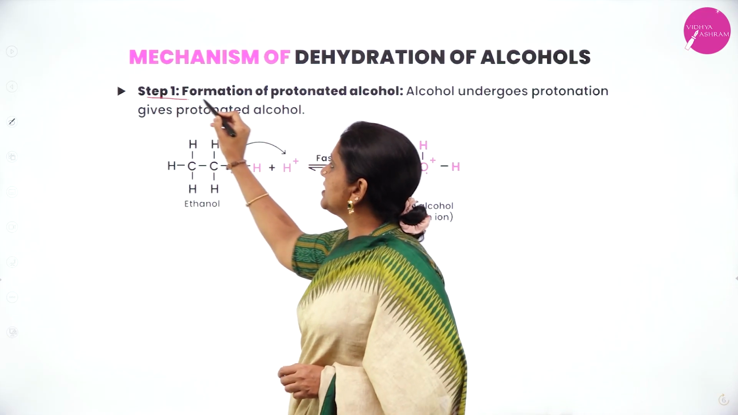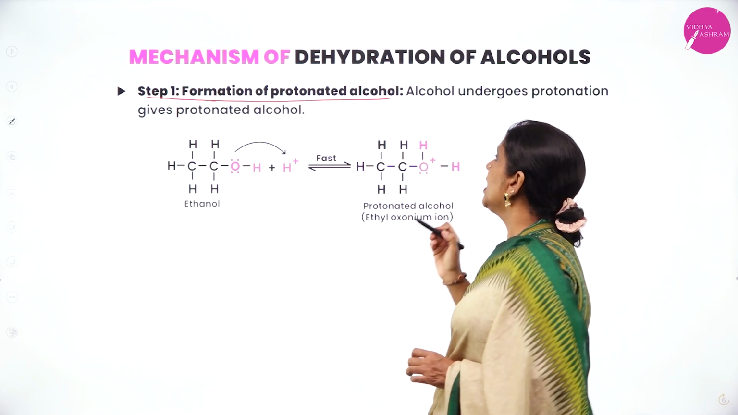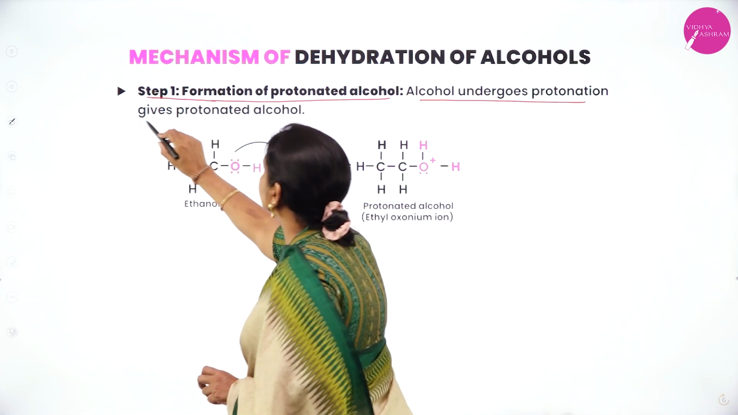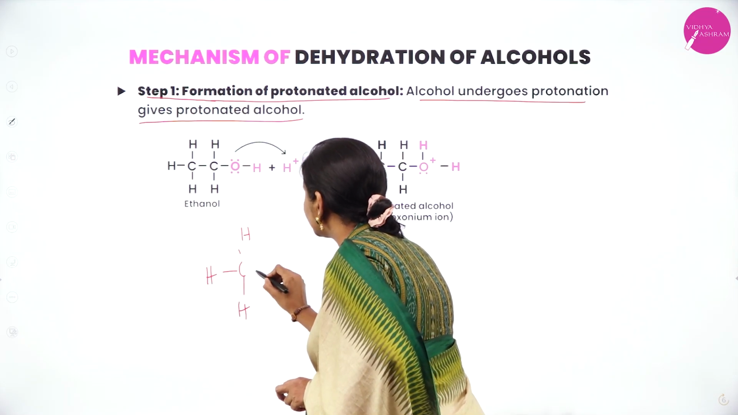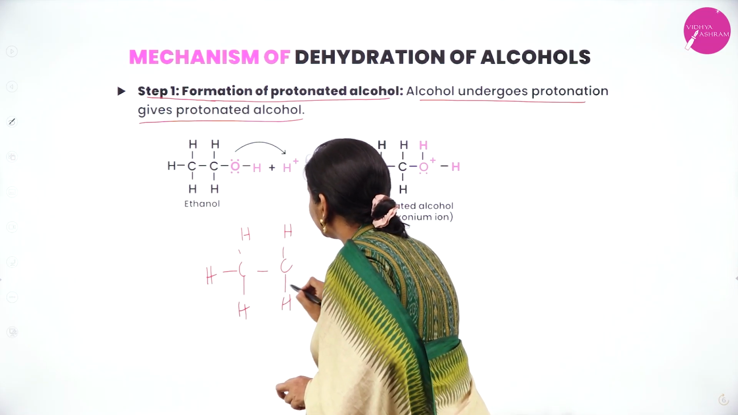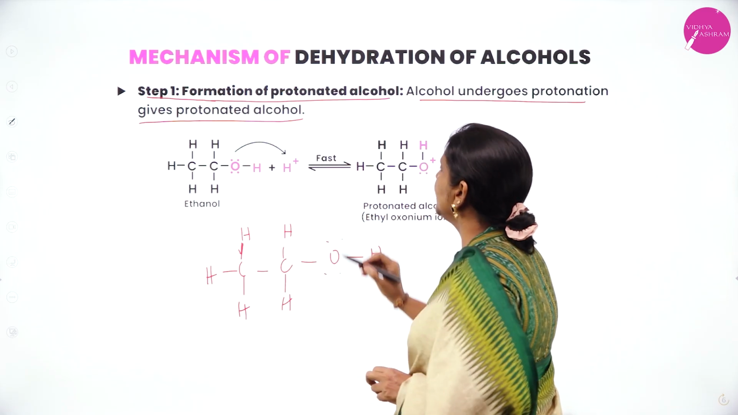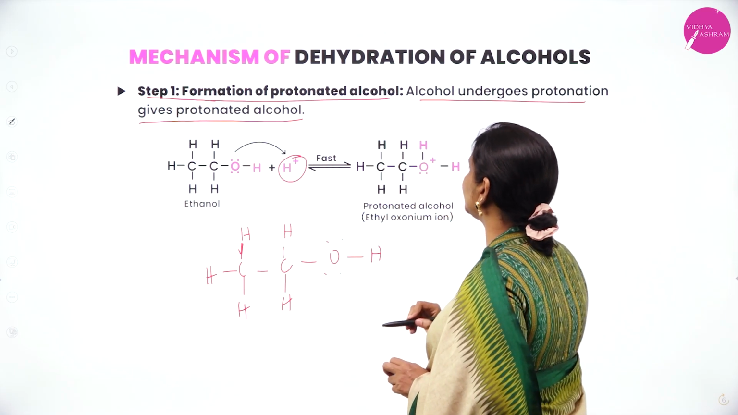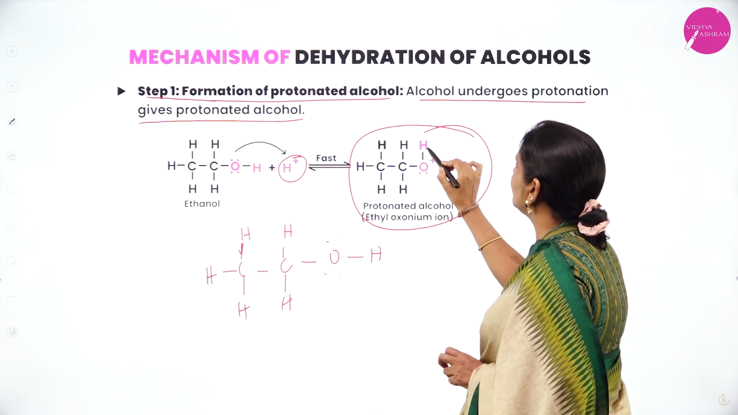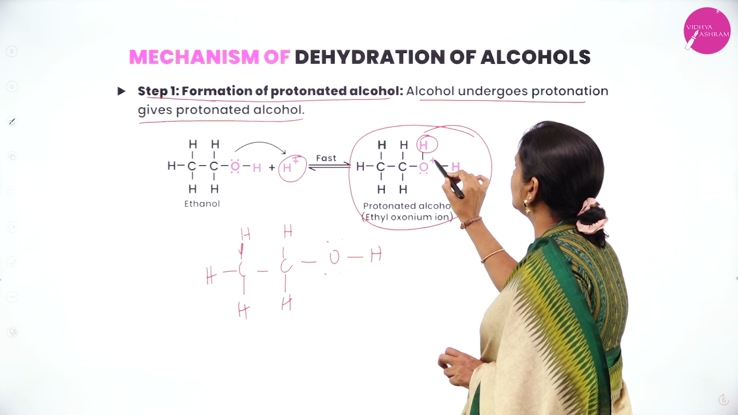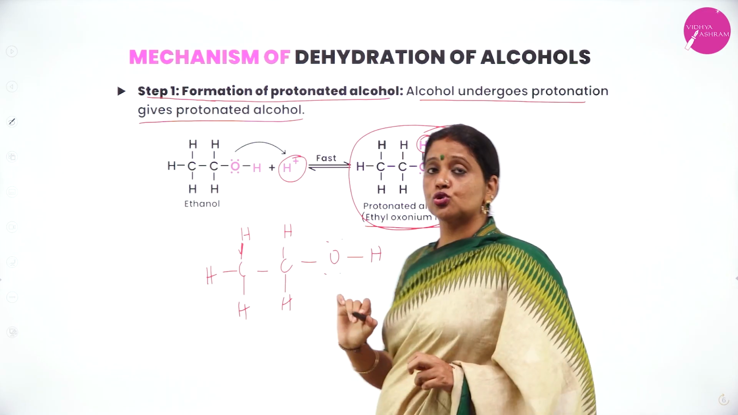Consider step 1 of this mechanism, formation of protonated alcohol. Alcohol undergoes protonation and gives protonated alcohol. Already you know the structure of ethyl alcohol, CH3CH2OH. Oxygen has 2 lone pairs of electrons. It takes up 1 proton from concentrated sulfuric acid and forms protonated alcohol. OH becomes one more H attached, and oxygen takes the positive charge. Therefore, this ion is called ethyl oxonium ion.